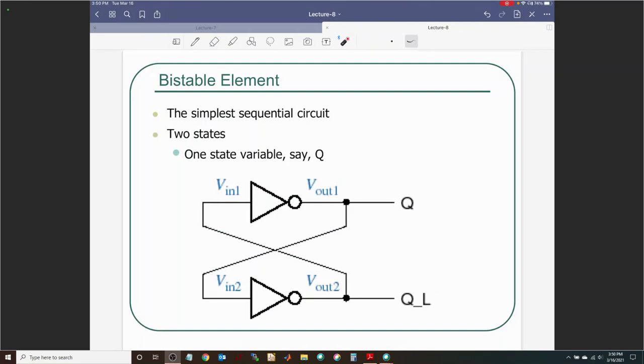So we are going to look at the simplest sequential circuit here. Not very useful because we will not be able to change the inputs very easily, but it will still do the job of storing information for us. So what we see here is 2 NOT gates that are connected in a cross-coupled configuration. Let me write that for you. 2 cross-coupled NOT gates.